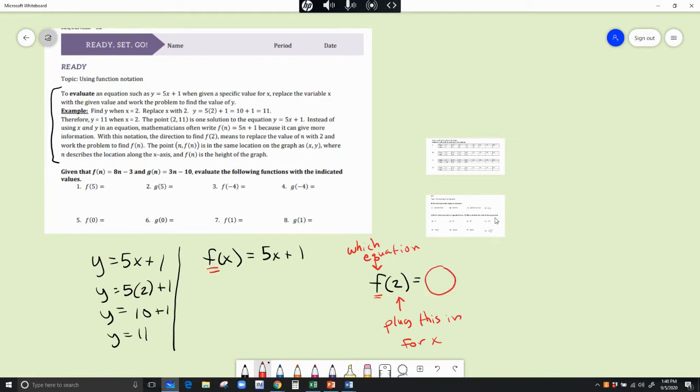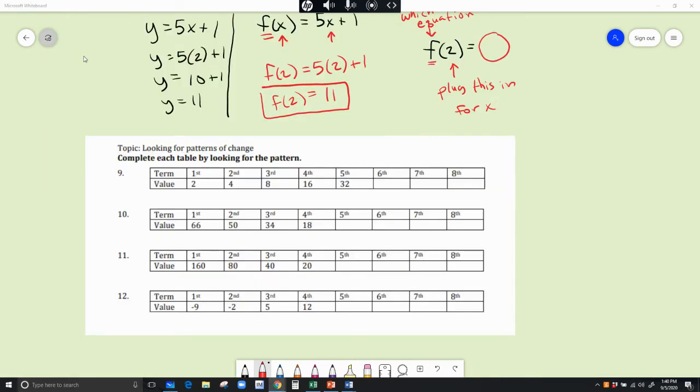So f of 2 means plug in a 2 there and plug in a 2 there. f of 2 equals 5 times 2 plus 1. And then you solve it and you realize that f of 2 equals the same thing it equaled before, which is 11. So that's all this is telling you to do. On these problems, be aware that you have an f equation and a g equation, and just know which one you're plugging into.